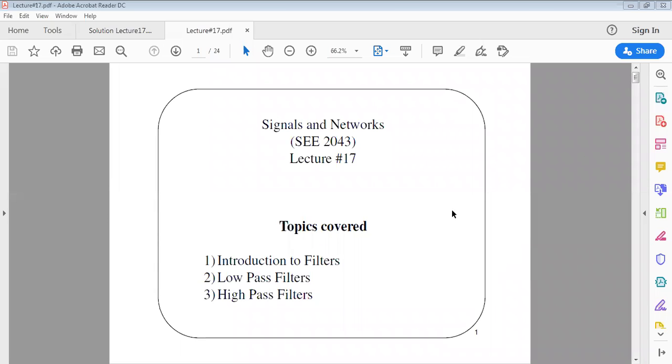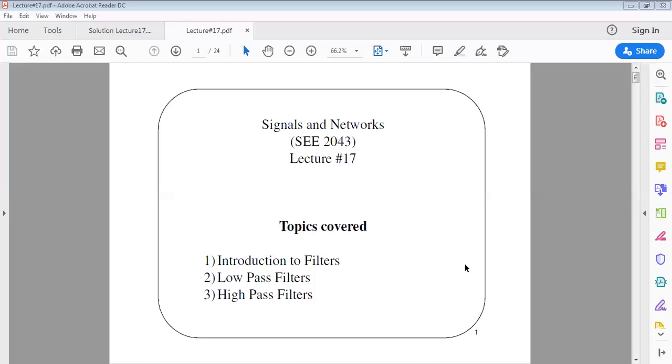Okay, good morning, everybody. So for today's lecture, we're going to proceed with lecture 17, which will be covering the following topics. Number one, we're going to have a brief introduction, a brief understanding on the filters. Number two, we're going to see the first type of filters, which is a low pass filters, and number three, the second type of filters, which is a high pass filters.